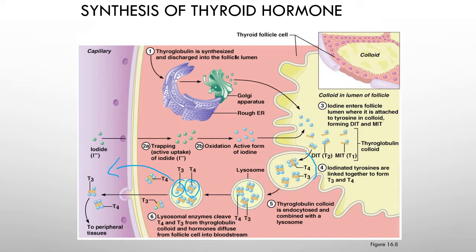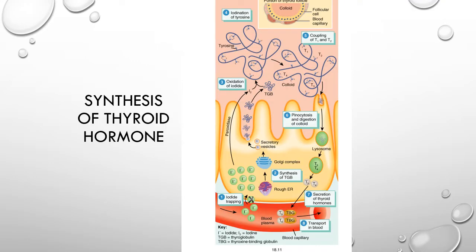Now they're moving into the tissues there, but they're not going to just travel along all by themselves. They're going to have to be bound up to some proteins. And so we have a thyroxine binding globulin, this TBG here, and that's going to bind up some of our T3 and T4. Some of it's going to be free T3 and T4.